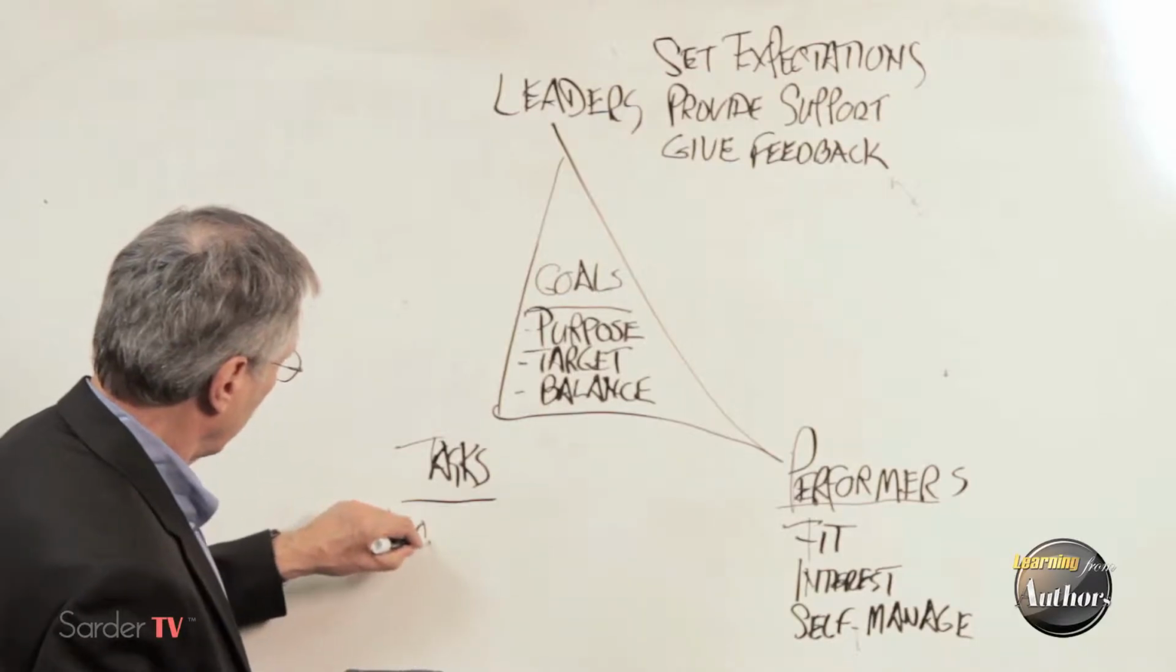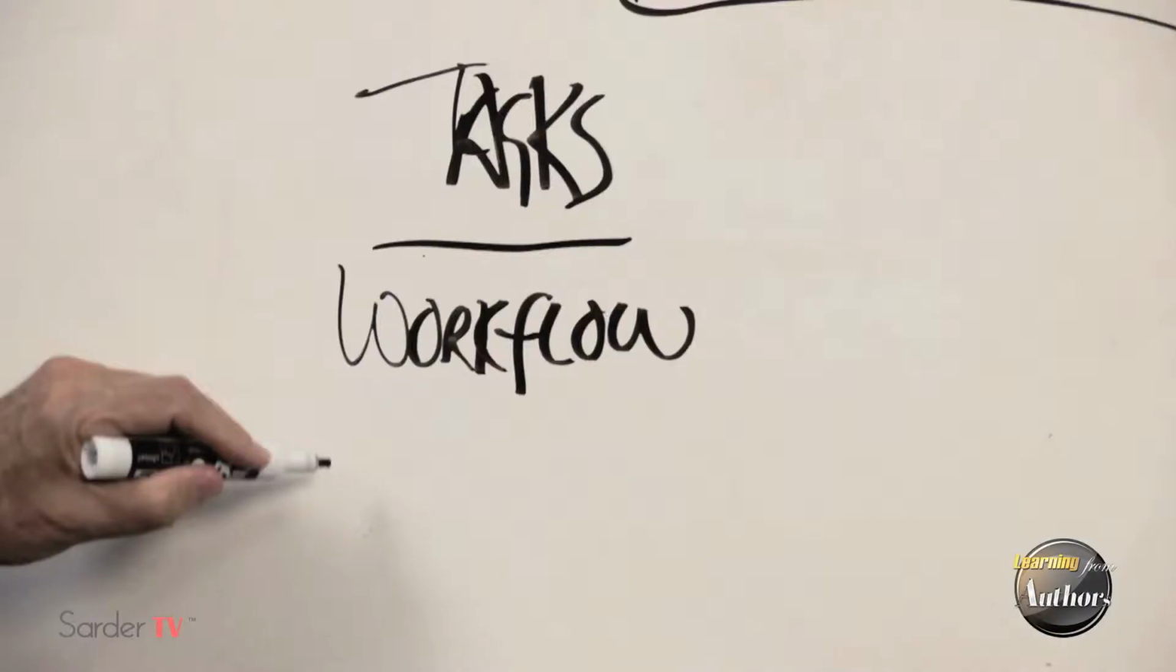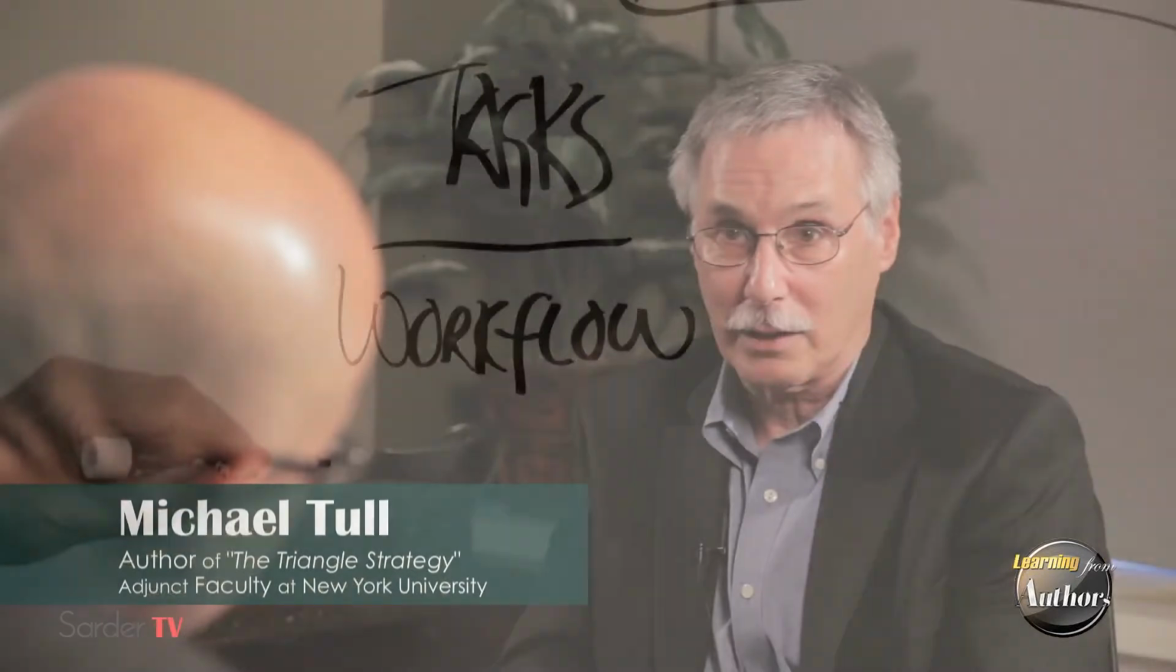You talked about leaders and the performers. Tell me a little bit about task. What do you mean by that? Tasks, again, have three lower level elements. First one is workflow. What we want is, like we know from total quality management stuff in the 80s and 90s, we want to have our workflows to be as streamlined, as effective as possible.